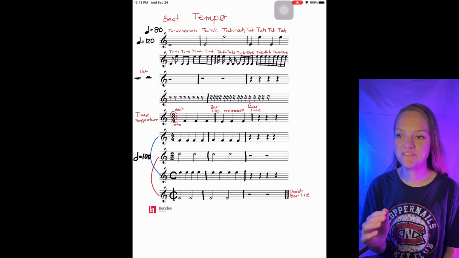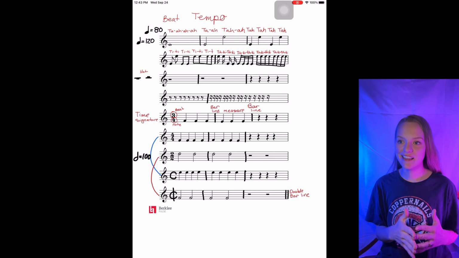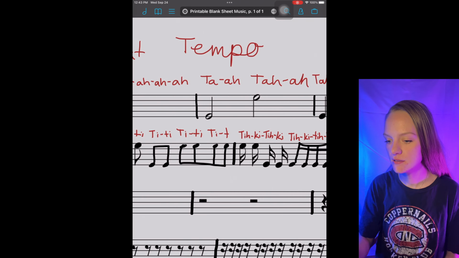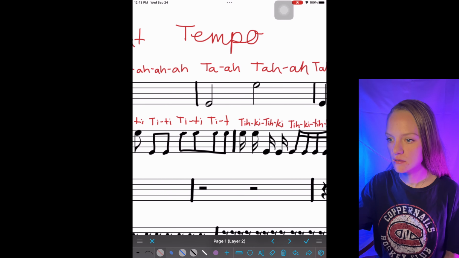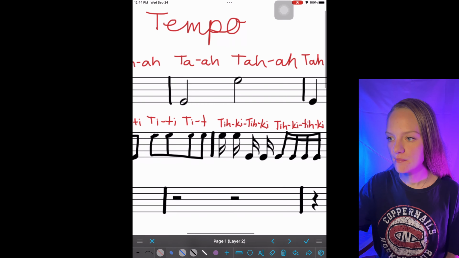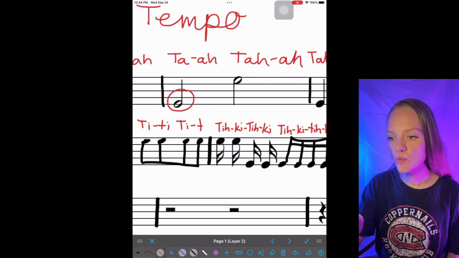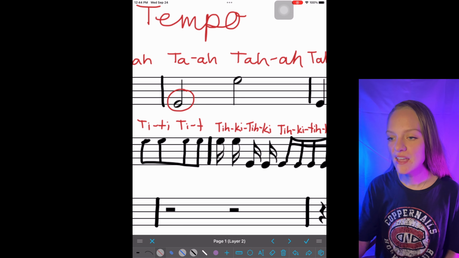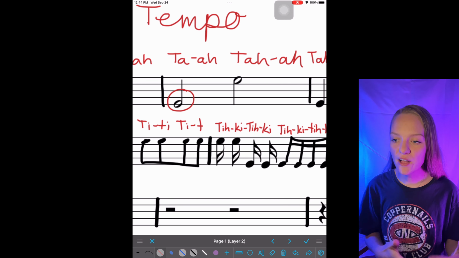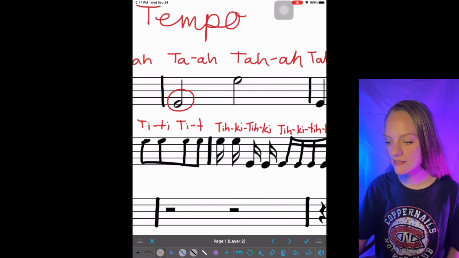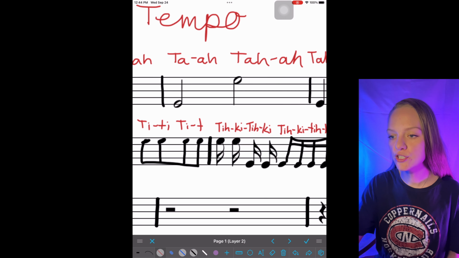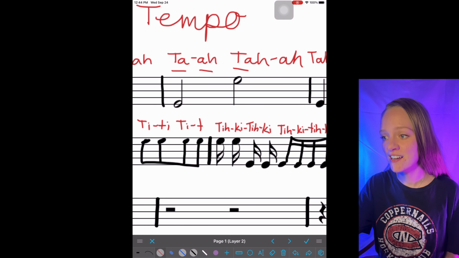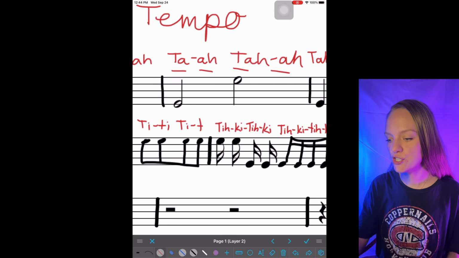You also have notes that last over the span of multiple beats. So you also have a half note, which is a note head that is not colored in with a stem. And a half note is held over the duration of 2 beats. So when you count out 2 half notes, you would say ta, ta, right? Each one gets 2 beats.